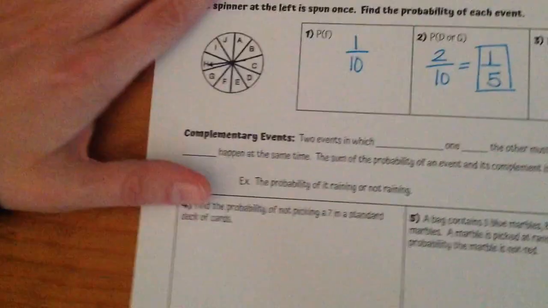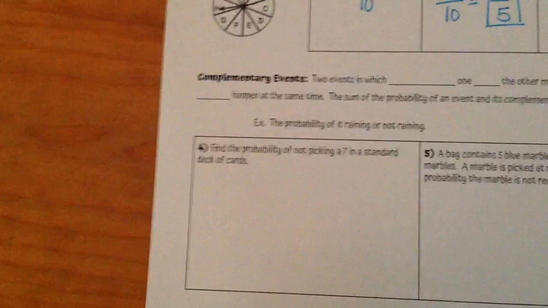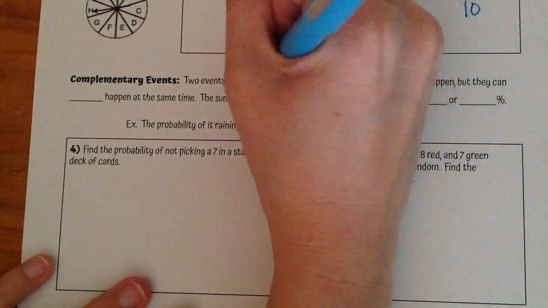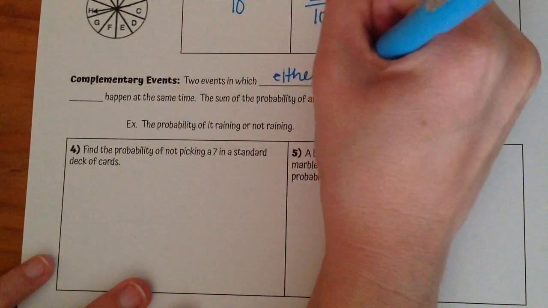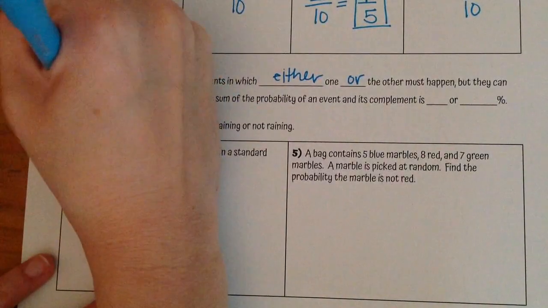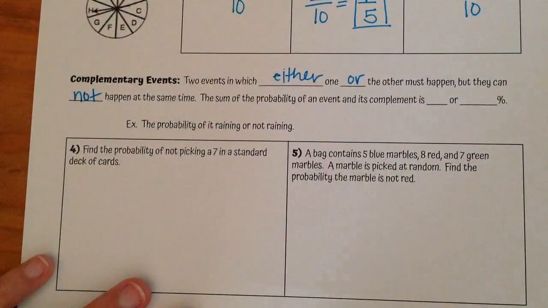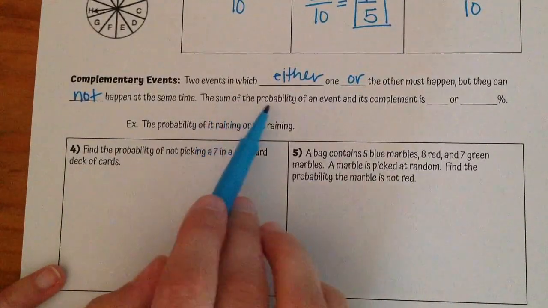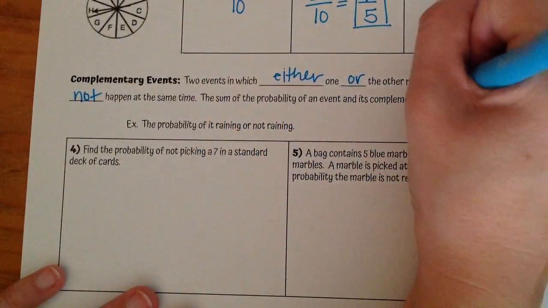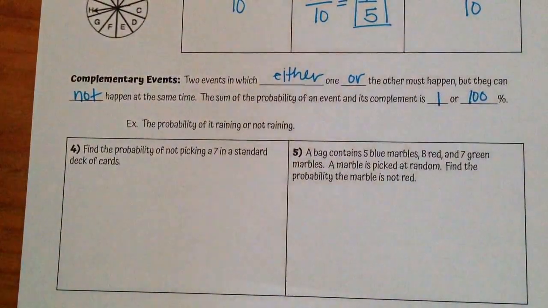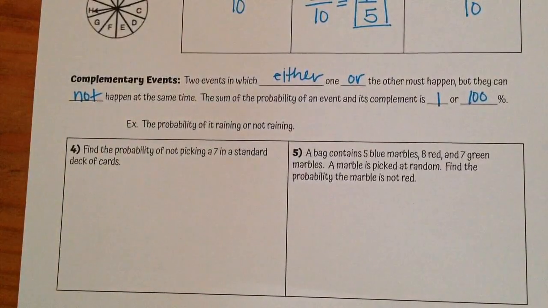Complementary events. For complementary events, there are two events in which either one or the other must happen. They complement each other, but they cannot happen at the same time. So either it's raining or it's not raining, right? They can't be happening at the same time. The sum of the probability of an event and its complement is 1 or 100%. So if there's a 60% chance of it raining, there's a 40% chance of it not raining.